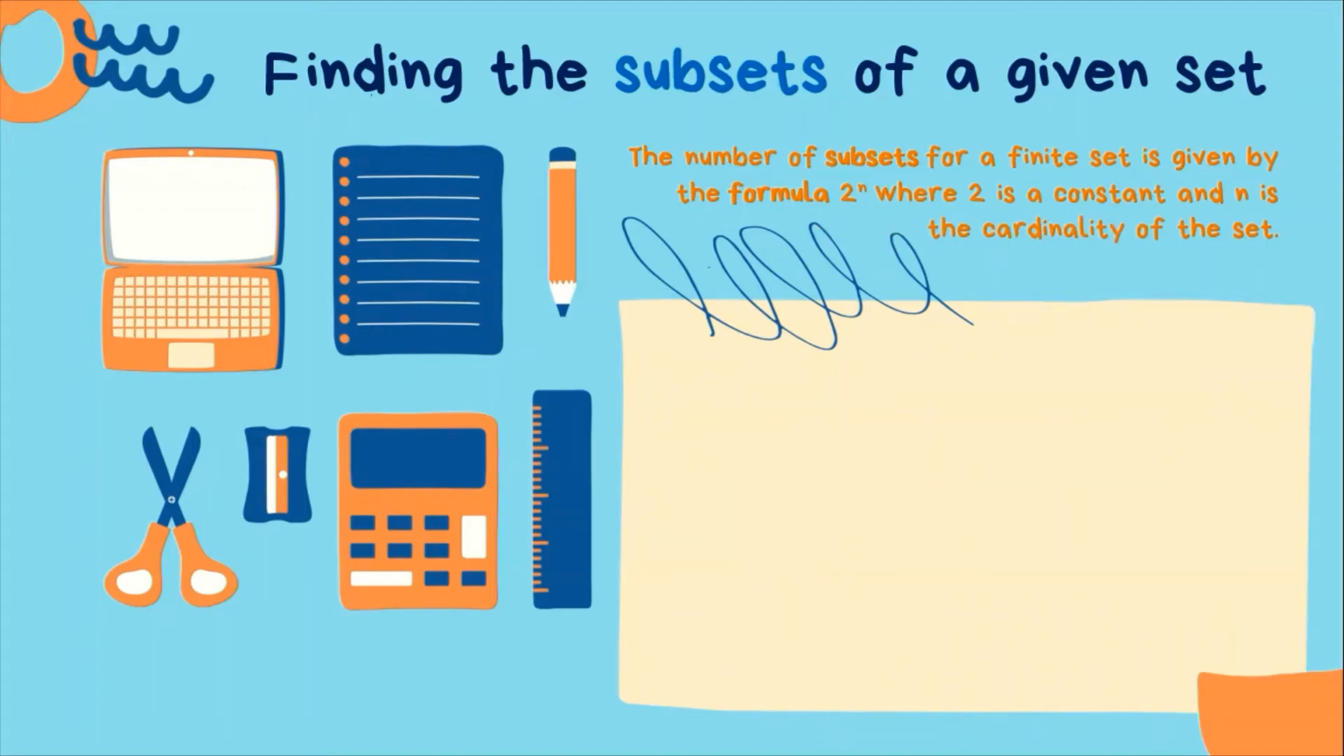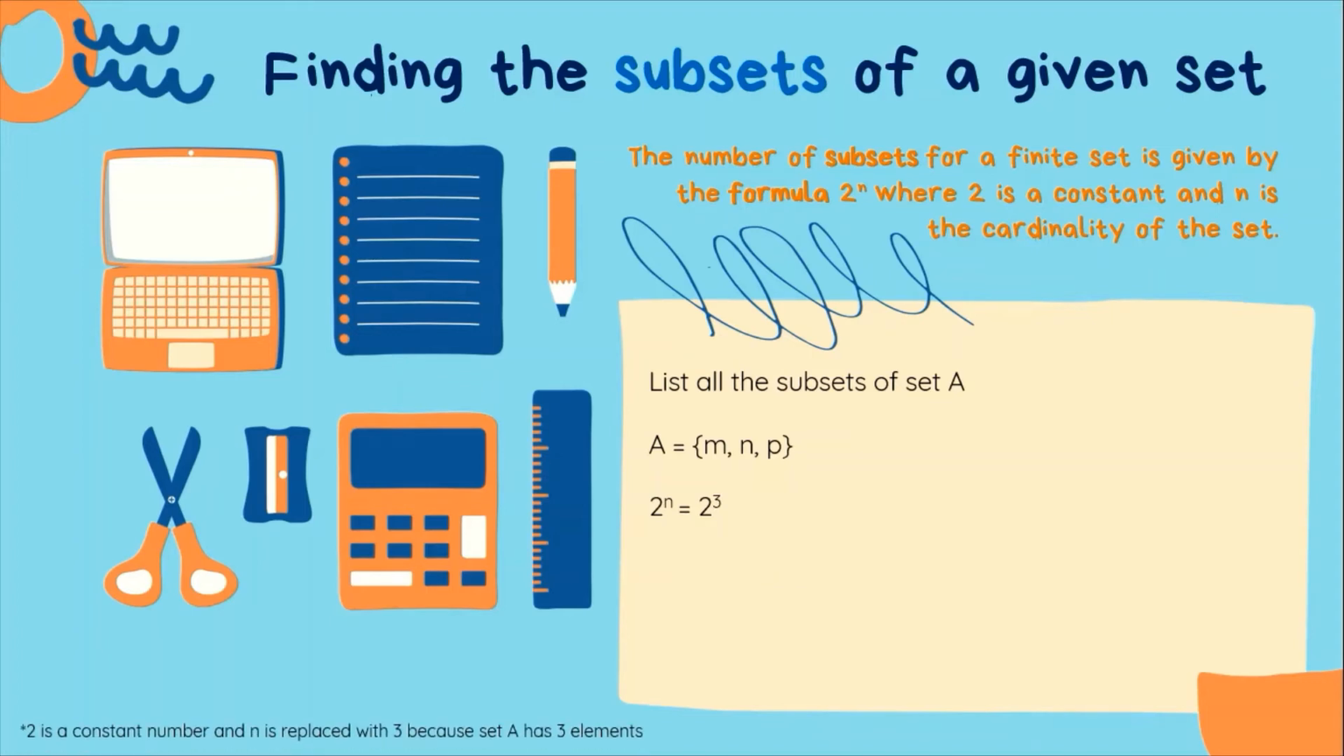Let's have a simple activity. List all the subsets of set A. So, A is equal to {M, N, P}. Using the formula 2 raised to N, 2 is a constant and we replace N with 3 because this set has 3 elements, M, N, and P. Kaya ang exponent natin ay naging 3. 2 raised to 3 is 8. Therefore, we know that set A has 8 subsets.